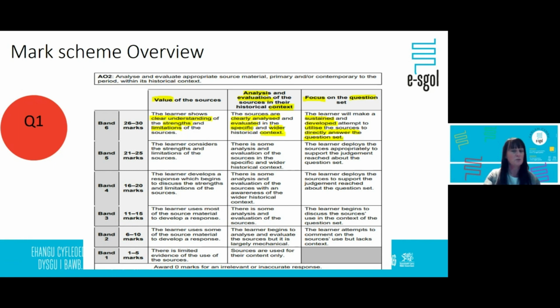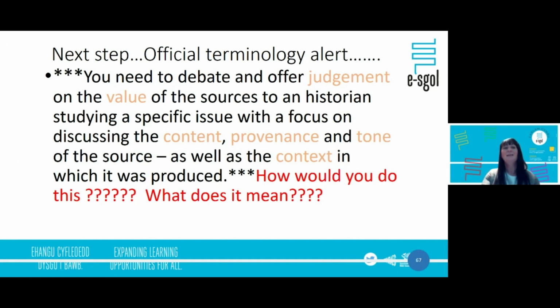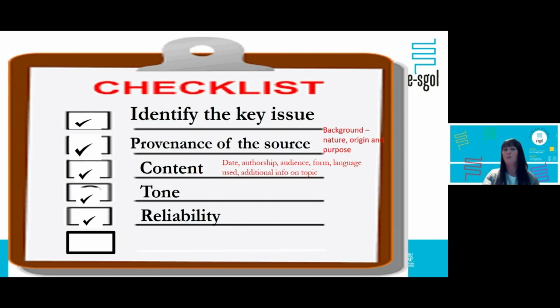So this is AO2 and you are looking at the value of sources, and we looked at the band 6 in particular last week, and the analysis and evaluation of them in their context and the focus on the question set. So you've got the 2 mark schemes now in this one presentation that you can go back on. Now, remember, you need to give judgments, you need to look at the value of the sources, you need to look at the content, the provenance, the tone, and the context of all of these.